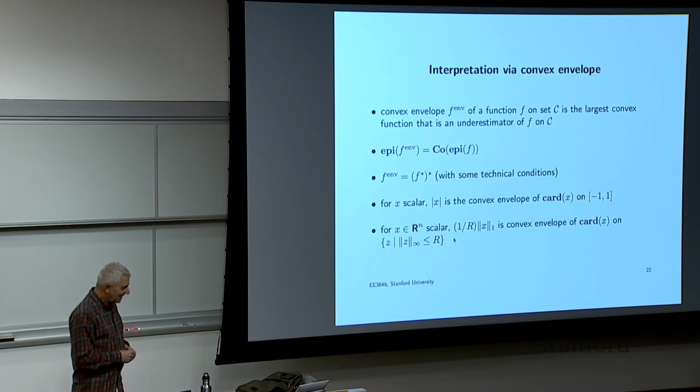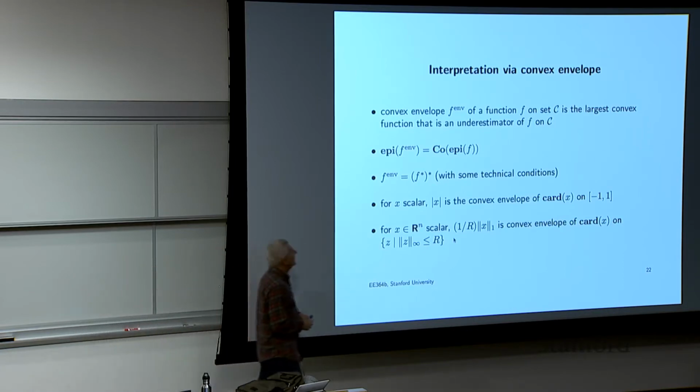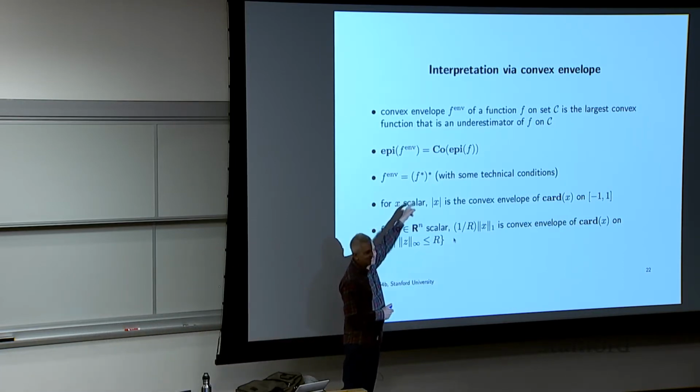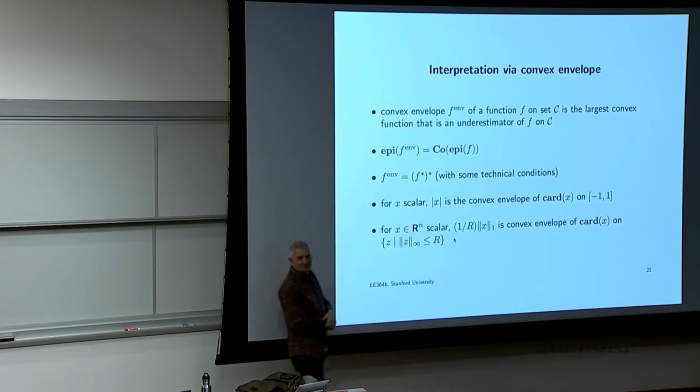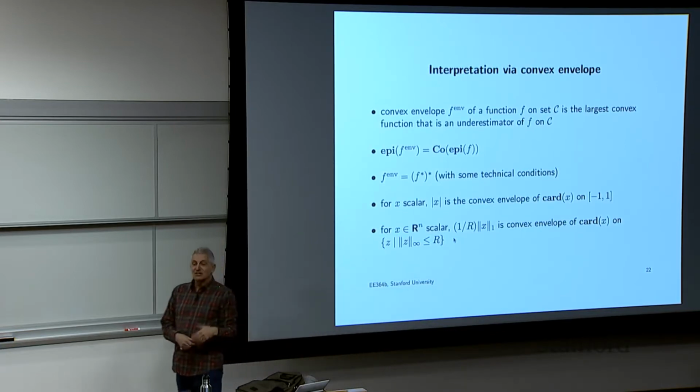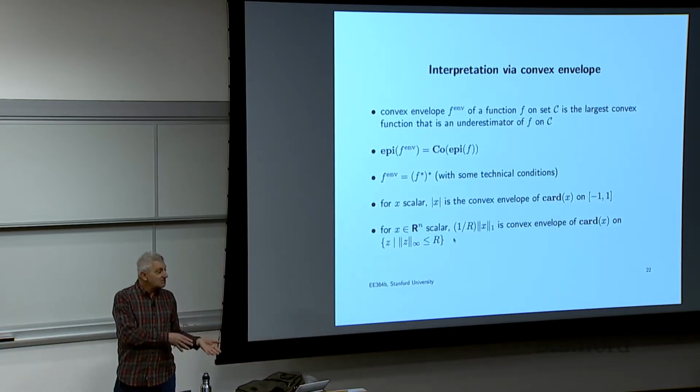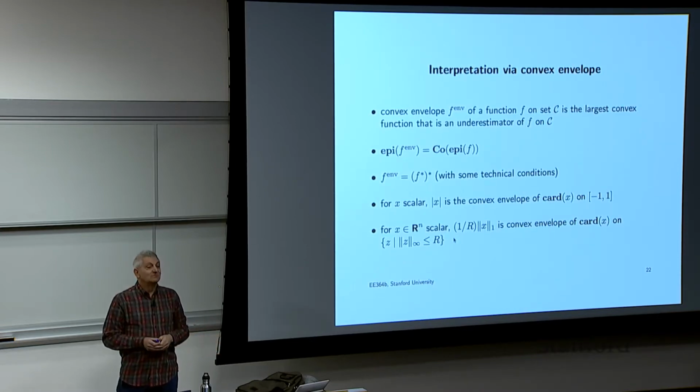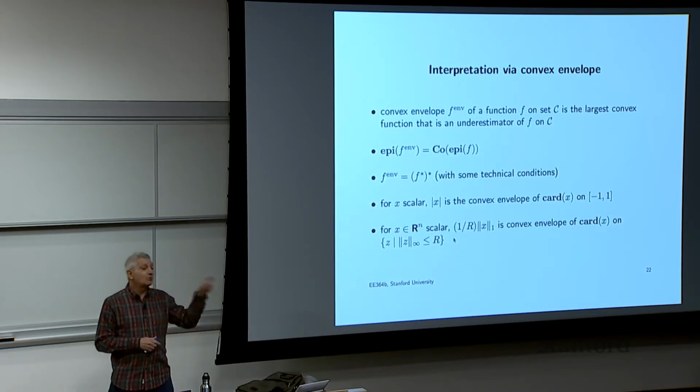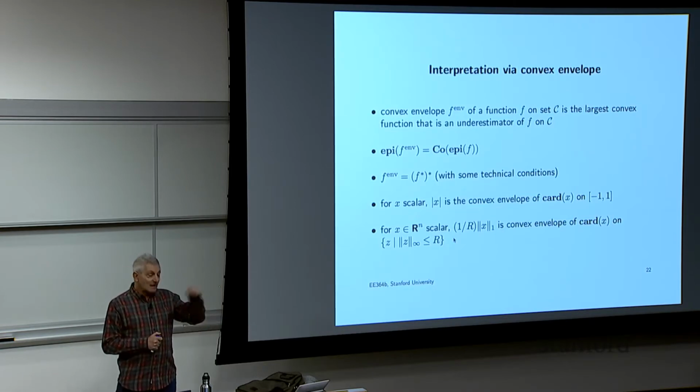Here's a super compact description of it, which is very cool. It's f star star, right? It's the conjugate of the conjugate. Remember that the conjugate of any function, convex or not, is convex, right? Now, when I take the conjugate of that, if the original function had been convex, I would have recovered the initial function. But I'm definitely going to get something which is a lower bound on the original function, number one.